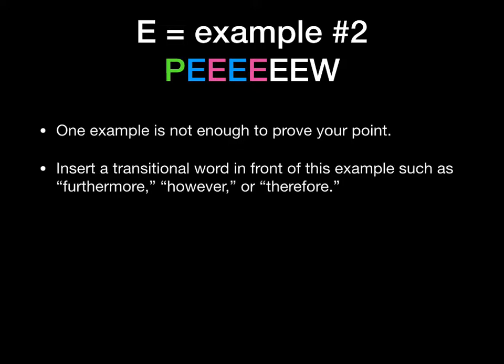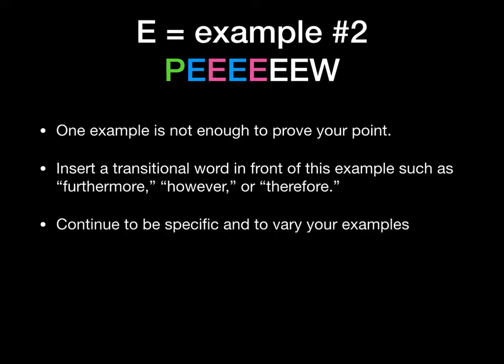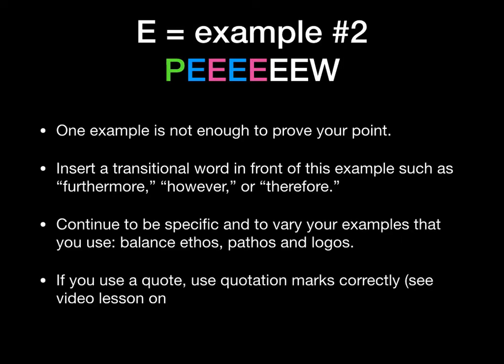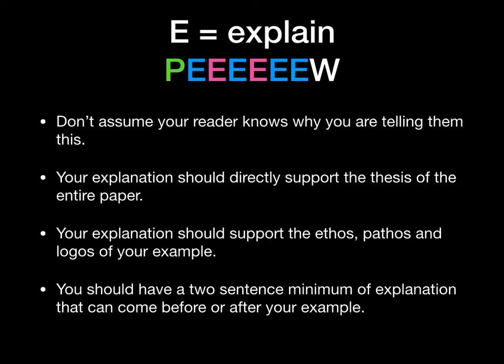So we start that second example. We also need to clue your reader in that we're transitioning to another example with a word or phrase such as furthermore, however, therefore. Then we want to do the exact same thing as before. We want to continue to be specific and continue to use our ethos, pathos, and logos. Once again, if we use a quote, we want to embed it in our sentence correctly and be sure to cite it. The same is true for the explanation of our second sentence.